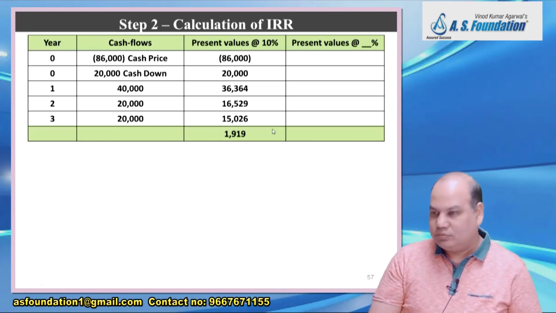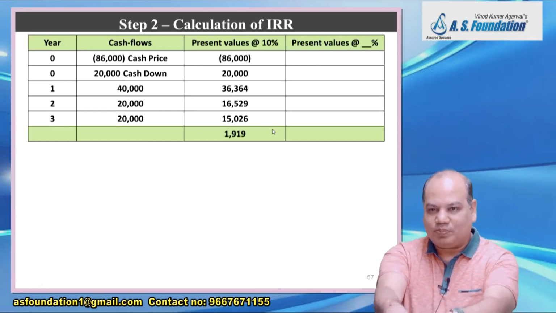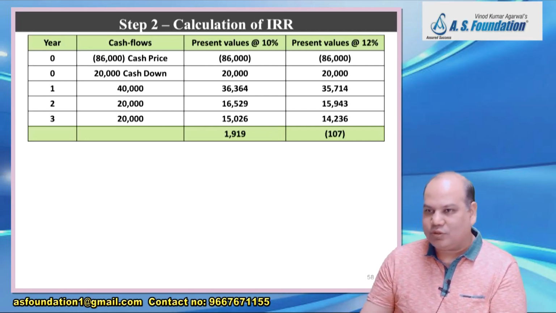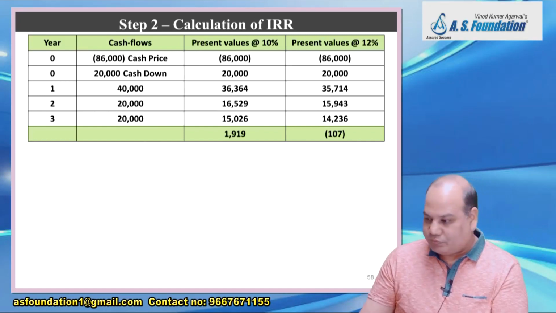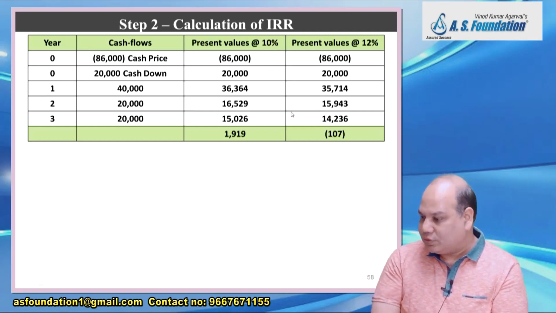Total. Is it 1919? Positive or negative? Should I move forward or backward? If you increase the discount rate, present value will fall. So I will take a higher discount rate. Let us say 12%. Take 12% in the next box. Now take first two numbers same. 86,000, 20,000. Type 40,000. Keep calculator ready.